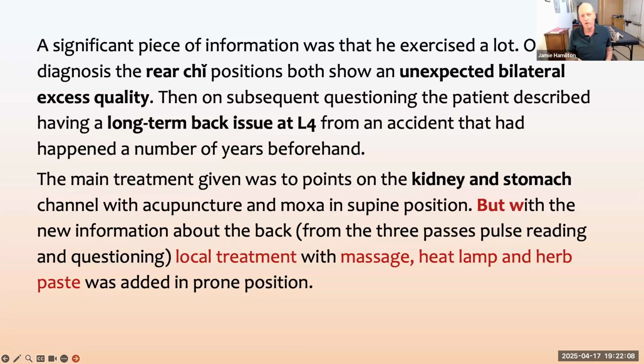So even though the main treatment I gave him was the points on the kidney and the stomach channel with acupuncture and moxa, with this new information about the back, I also gave him local treatment on the back. I gave him massage, and use of the heat lamp and herb paste was added in the prone position. So I basically treated him face up to begin with, then turned him over and carried on treatment, with local treatment on the back.